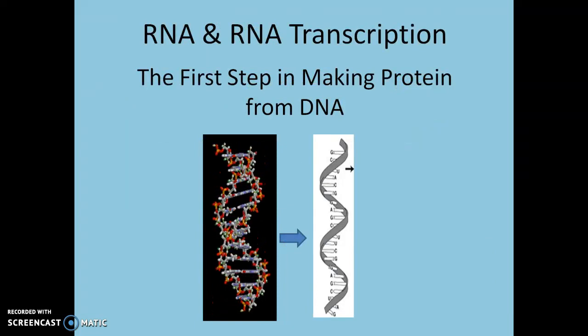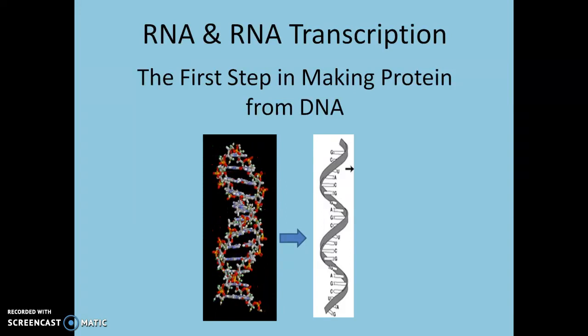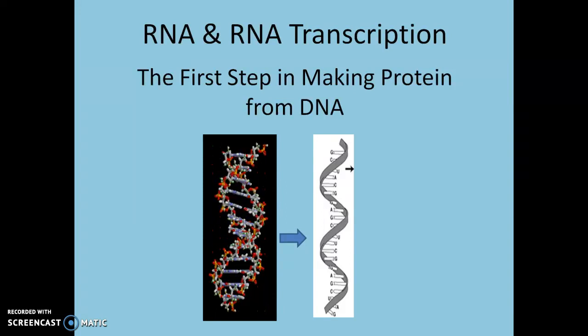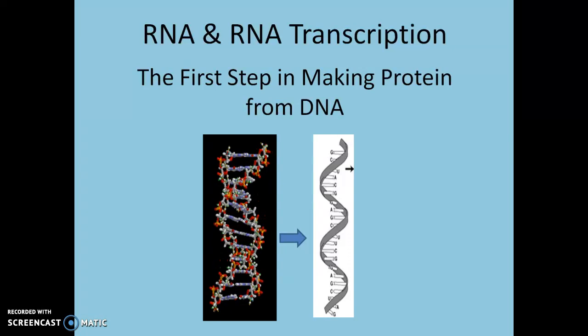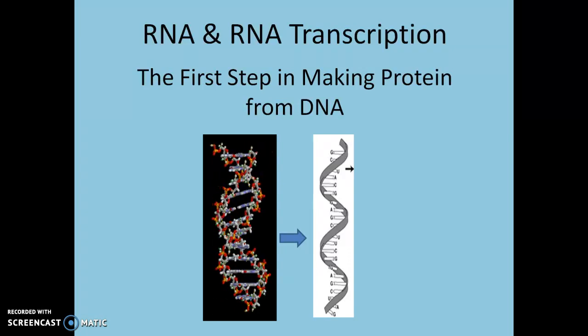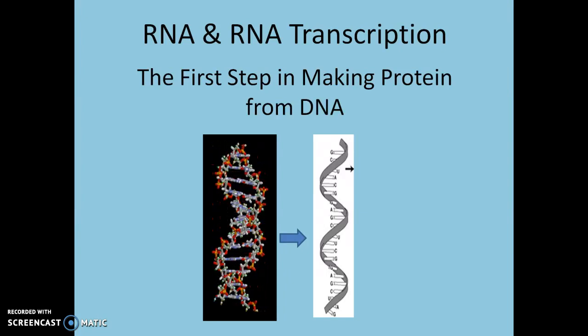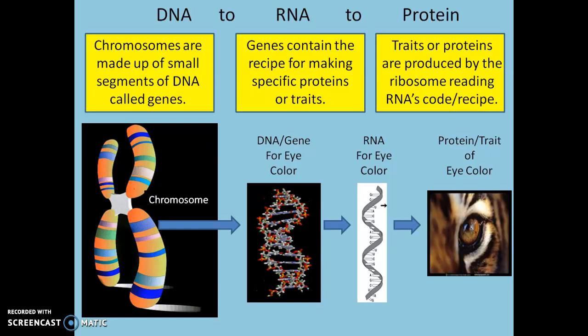So now that we're done talking about DNA replication, we can move on and talk about another process that includes DNA, and that process is called RNA transcription. So we're shifting gears now, and we are looking a little bit at RNA. Remember, the idea of this chapter is that DNA makes RNA, and then RNA will make protein.